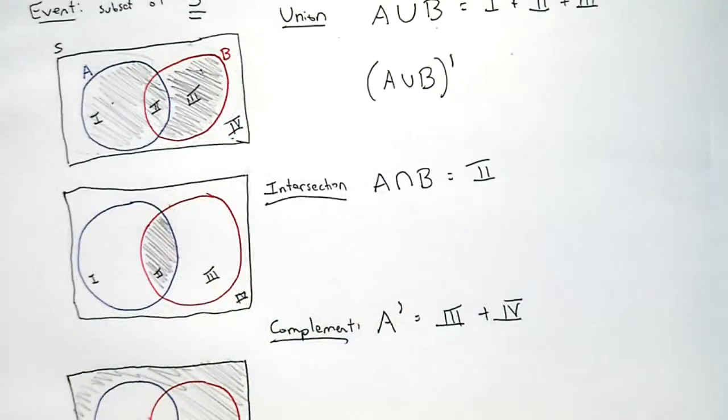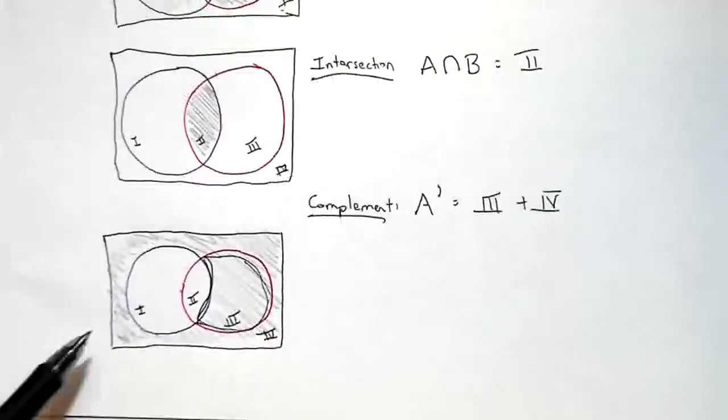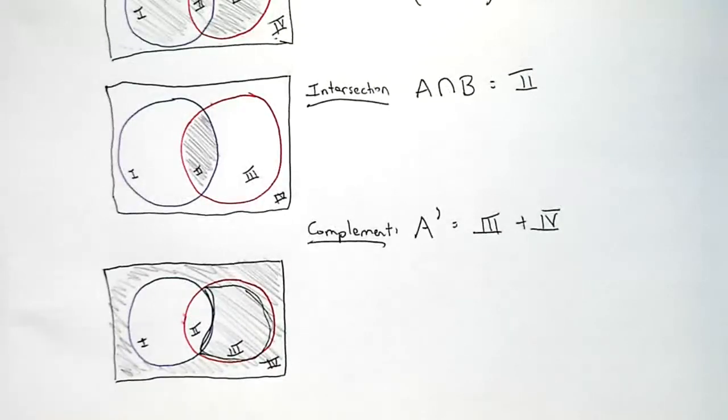Yes? So when you're doing a complement, why is 3, like the complement of A, why is 3 if they overlap? Well, remember, 3 is only this part, this little crescent. And that little crescent is not part of A, right? It's outside of A. 3 is this crescent, okay.